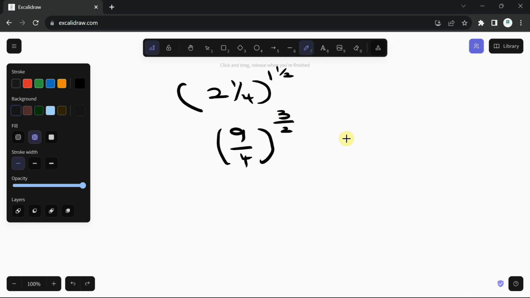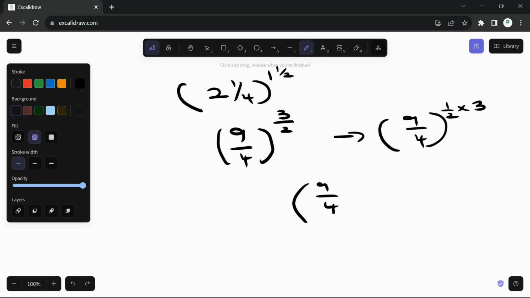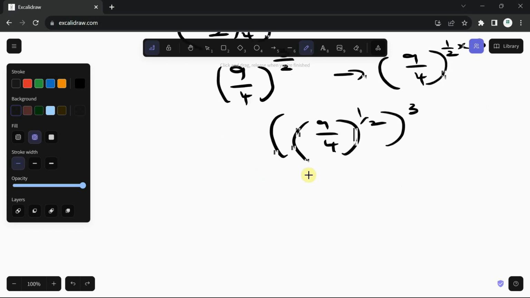From what we've done in indices, I could say this is 9 over 4 raised to the power of 1 over 2 multiplied by 3. That means I could say 9 over 4 raised to the power of 1 over 2 and all of this cubed. So we need to find the square root of 9 over 4, so the square root of 9 over 4, all cubed.